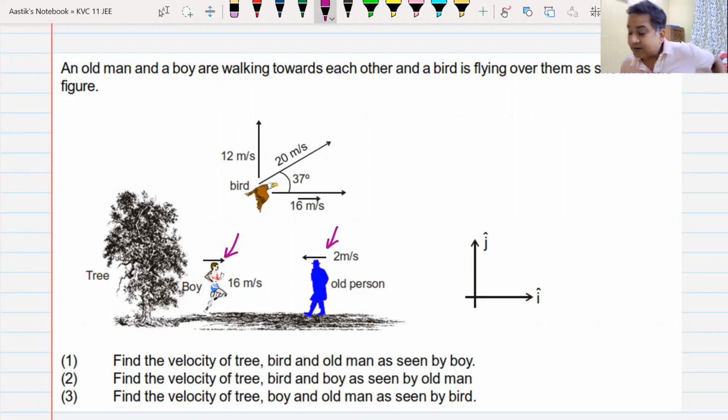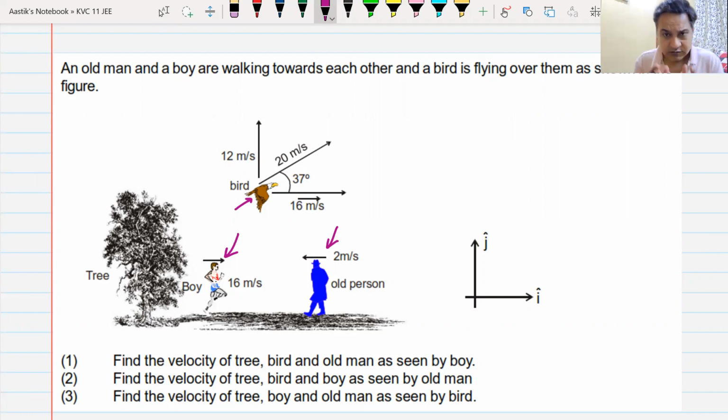Anyways, an old man and a boy are walking towards each other and a bird is flying. You can see the bird here is flying as shown in the figure. You just find out simple things. Find the velocity of tree, bird and old man with respect to the boy. Tree, bird and boy as seen by the old man. If you get one of these, you don't have to solve all three.